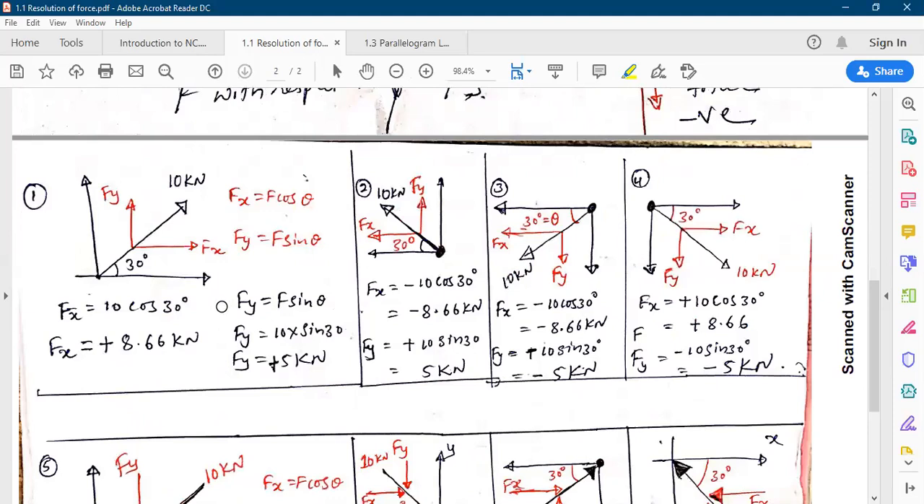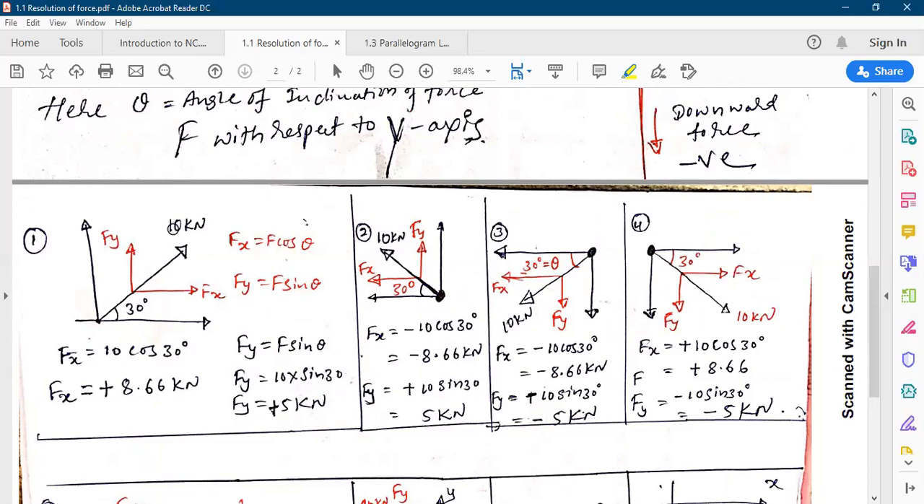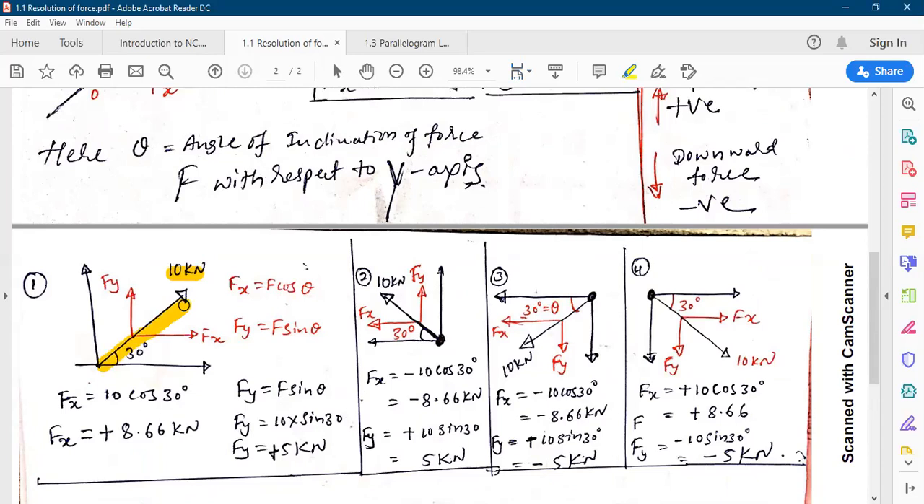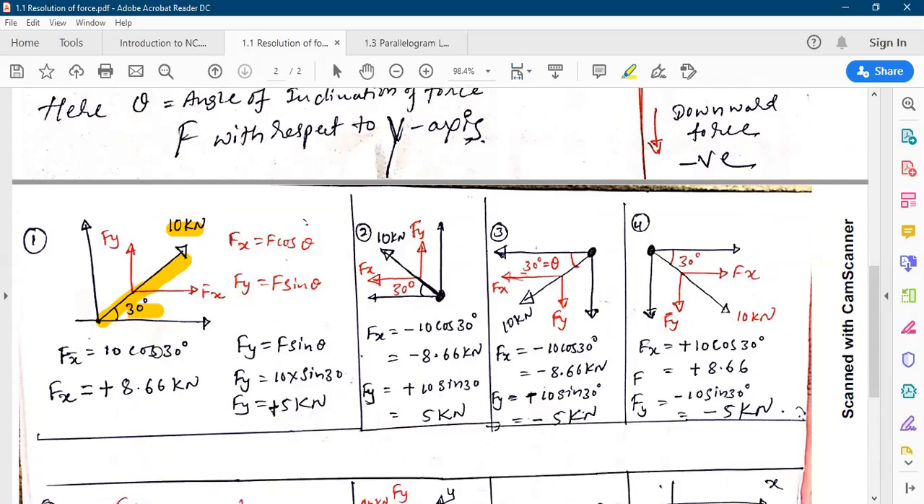So as we have seen in lecture number 4, here also we'll consider some typical problems. Consider a force F which is inclined at an angle of 30 degrees with respect to the x-axis. Determine the x component as well as the y component of the force, 10 kilonewton. Or the question may be like this: resolve the force shown in the figure.